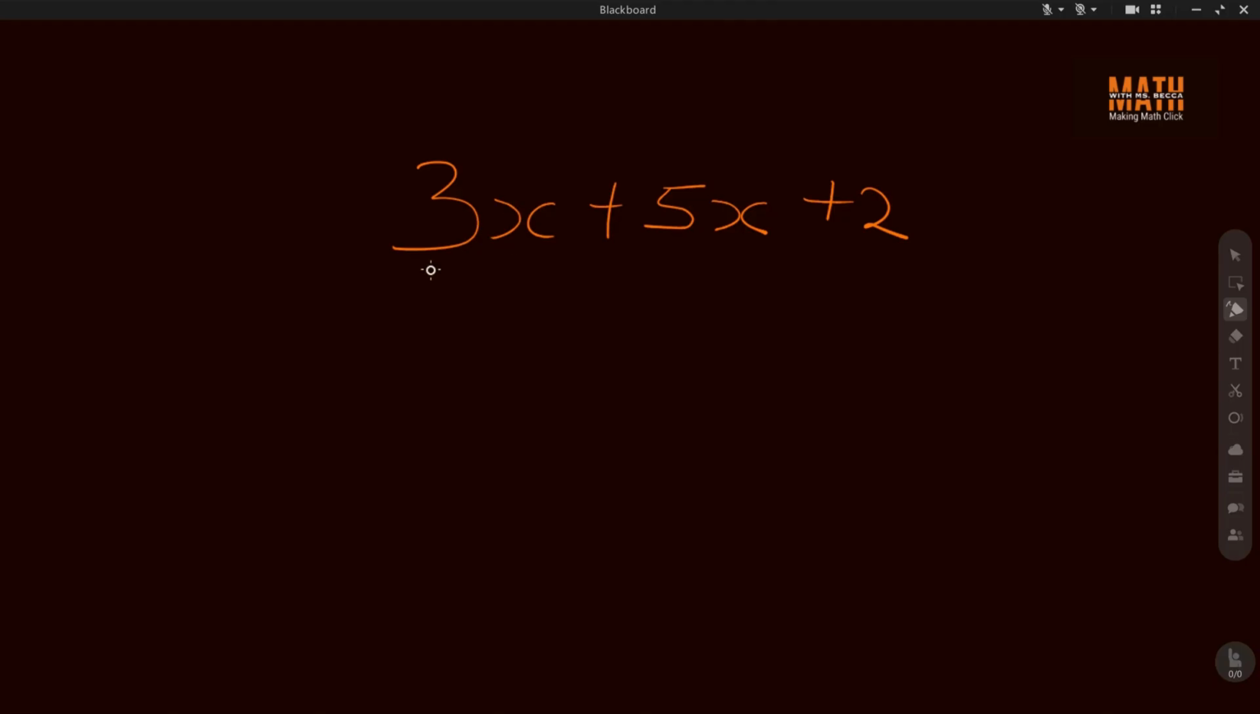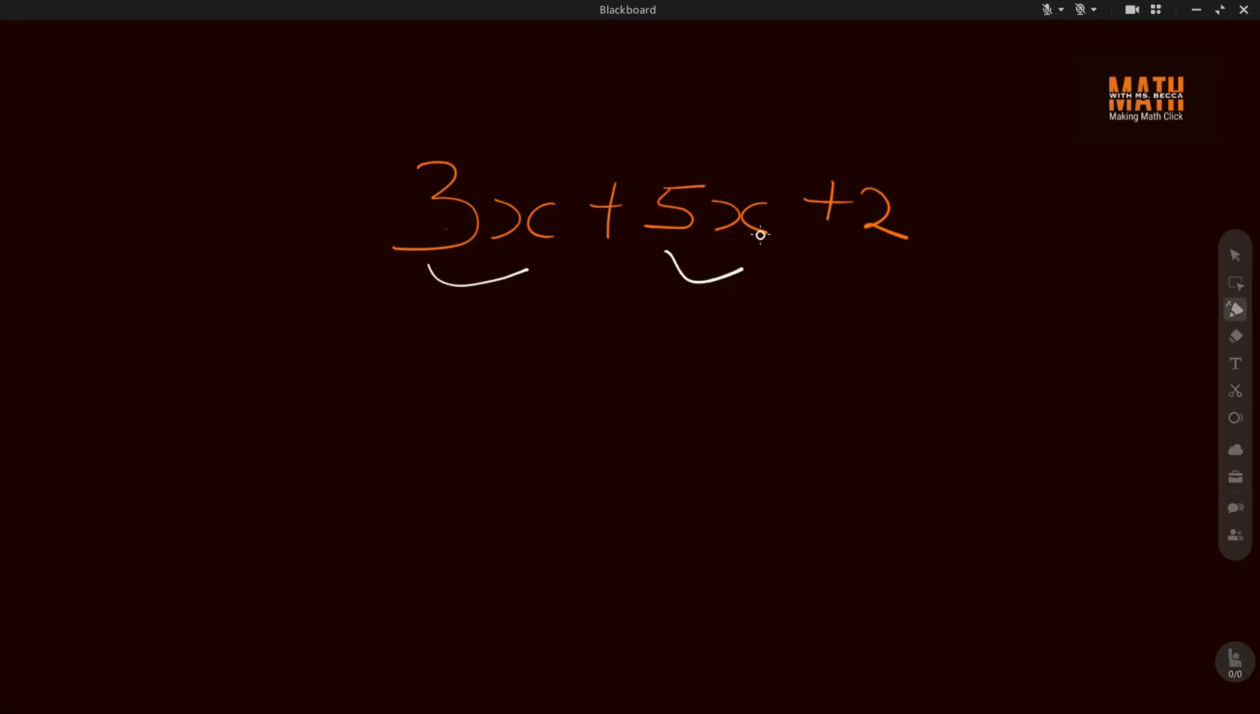You can only combine terms if they have exactly the same variable part. For example, 3x and 5x are like terms, while 2 is a constant. It does not have x attached to it, so it is a constant. So now, to add this algebraic expression, we will have to combine the like terms.